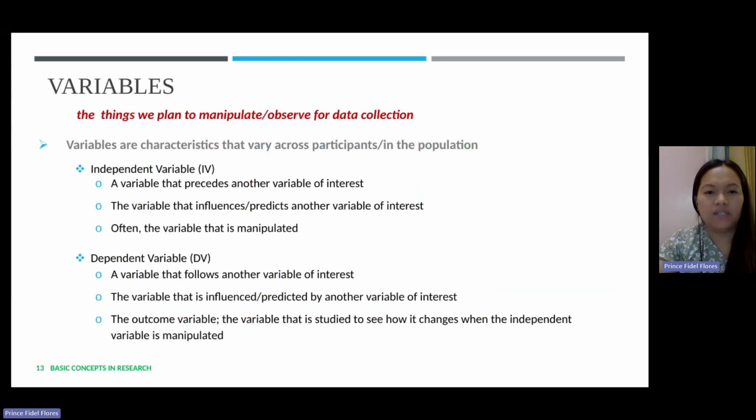The independent variable is the one that precedes another variable of interest. It is the variable that influences or predicts another variable of interest. It's often the variable that is manipulated. On the other hand is the dependent variable. The dependent variable is a variable that follows another variable of interest. It is the variable that is influenced or predicted by another variable of interest. It is the outcome variable, the variable that is studied to see how it changes when the independent variable is manipulated.